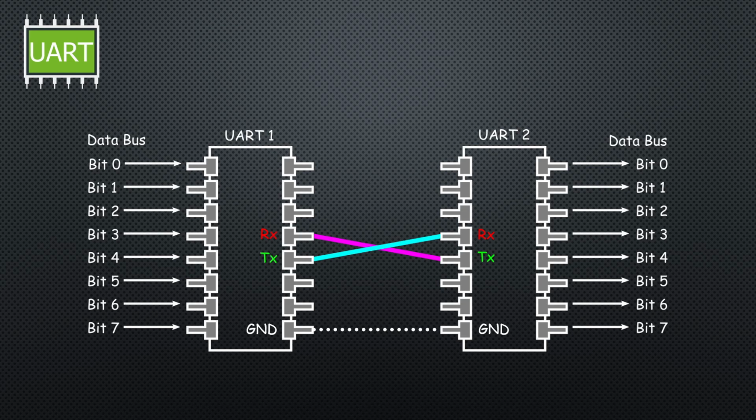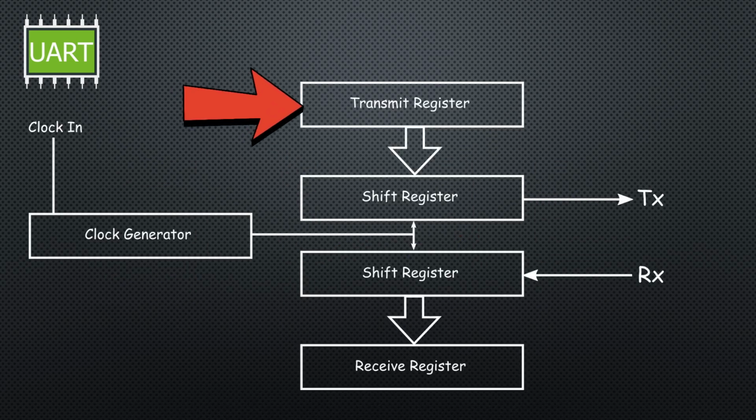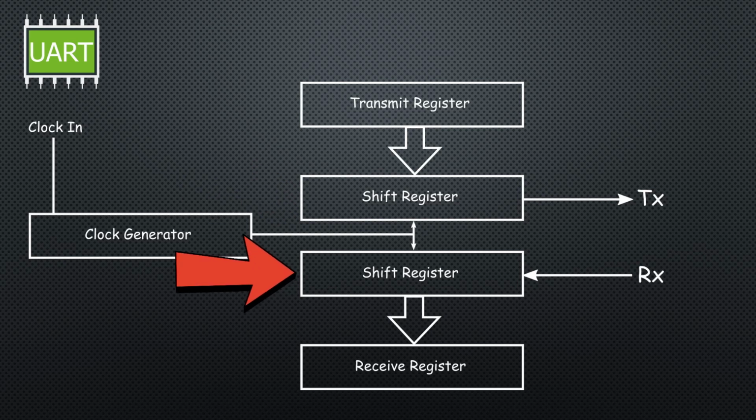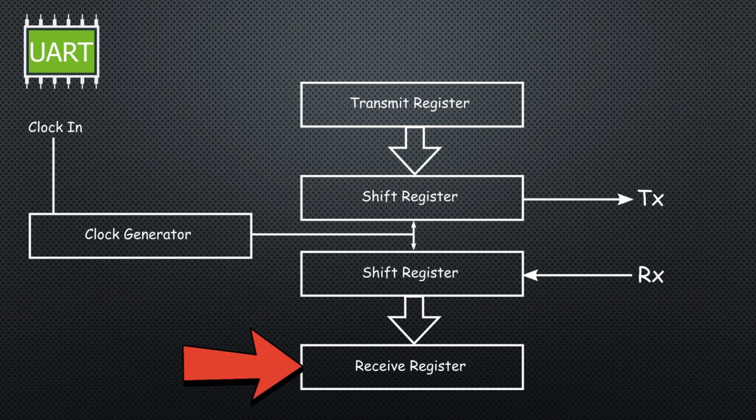To do that, we need a register we can load from our MCU's data bus. From here, it will be put into a shift register to output, bit by bit, onto the transmit line. At the receiver, there's another shift register to collect each bit as it arrives. When the data word is complete, it will go into a receive register, where it can be read by our MCU.